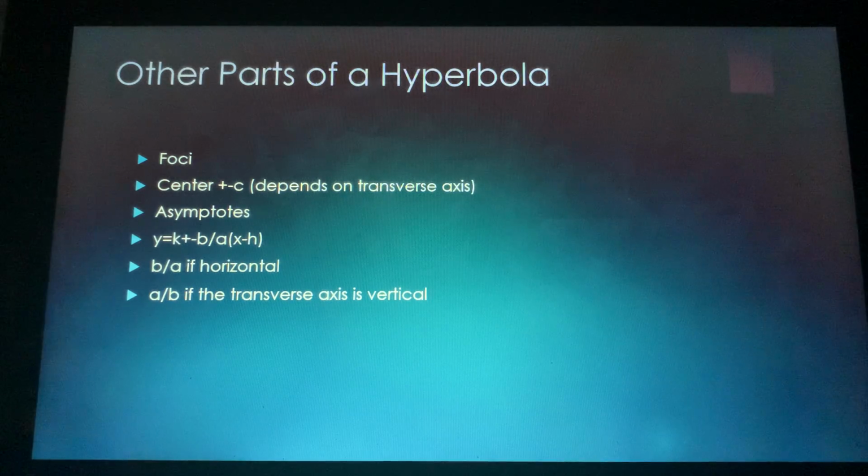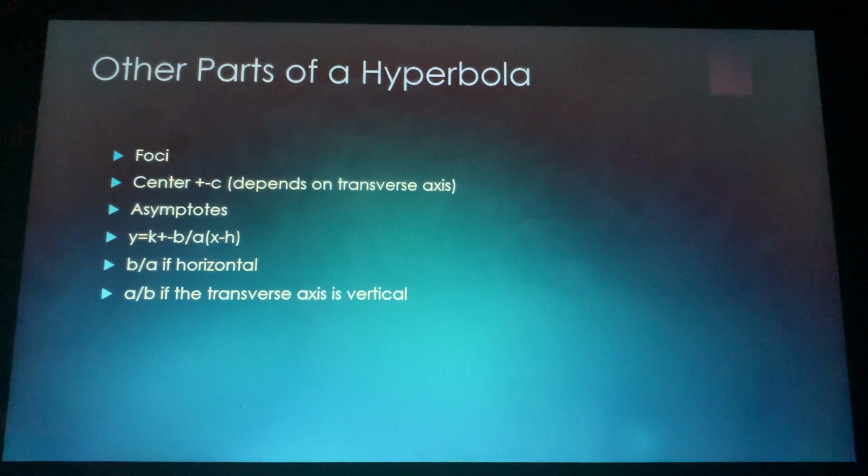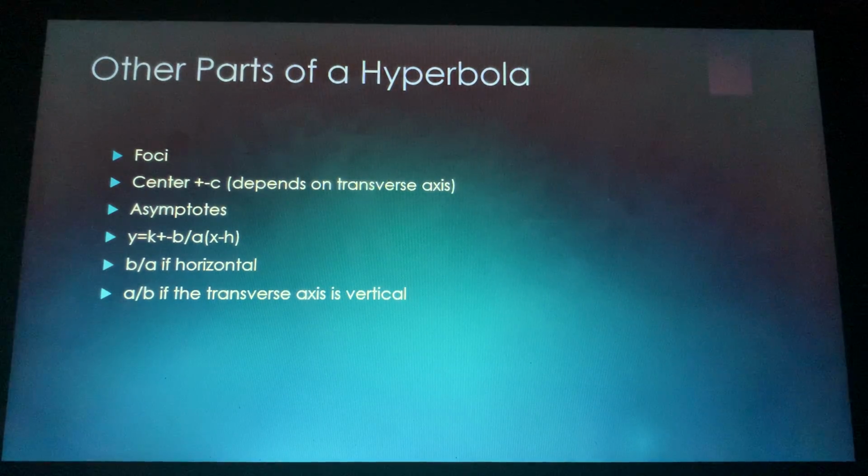Now let's look at the asymptotes also. The asymptotes are normally diagonal lines, and there are two of them, and they help us graph the hyperbolas and define, of course, where they are, because the hyperbolas always get closer to the asymptotes, but they never quite reach them.